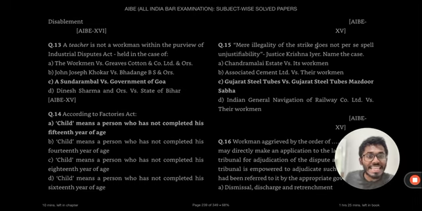The mere illegality of a strike does not per se spell unjustified, under which particular case? It was in the Gujarat Steel Tubes versus the Gujarat Steel Tubes Mazdoor Sabha case. A very important case. Just take a screenshot of all the notes which we discussed for today and go prepare. It'll be very easy for you. The mere illegality of a strike does not per se spell unjustifiability, was decided in the case of Gujarat Steel Tubes versus the Gujarat Steel Tubes Mazdoor Sabha.